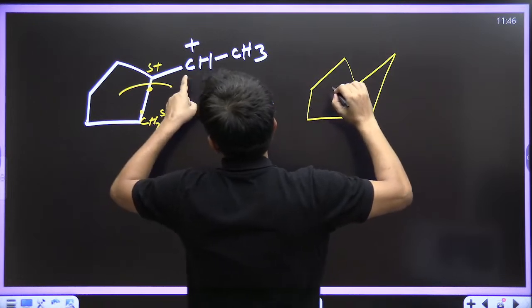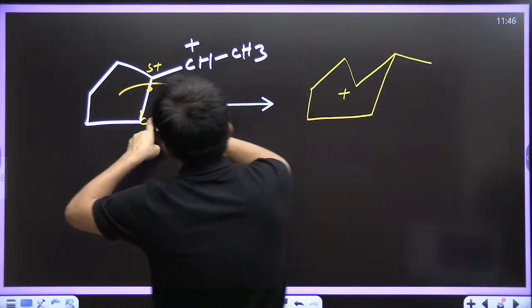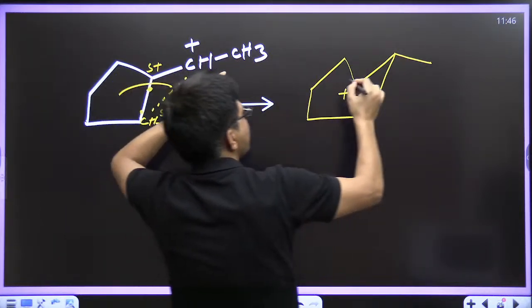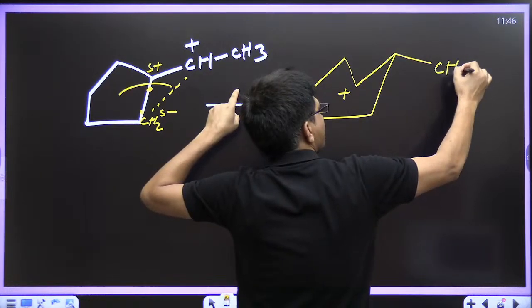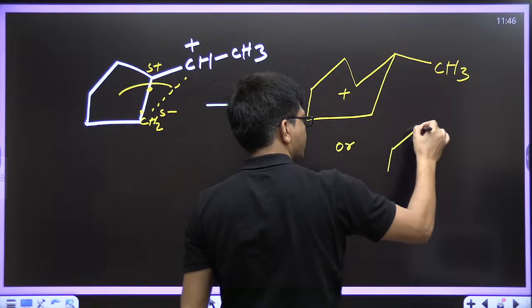And there was CH3, CH3. Now just try to understand. This bond has been formed over here and this was attached with CH3. You can write it like this or you can write it like this also.